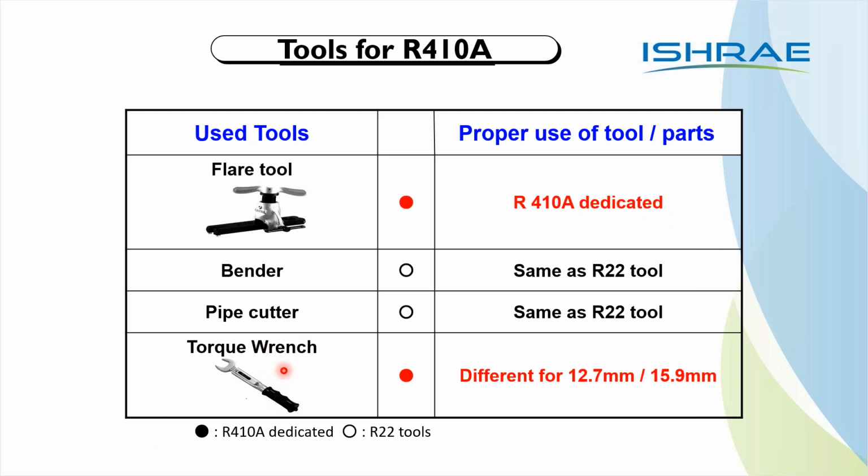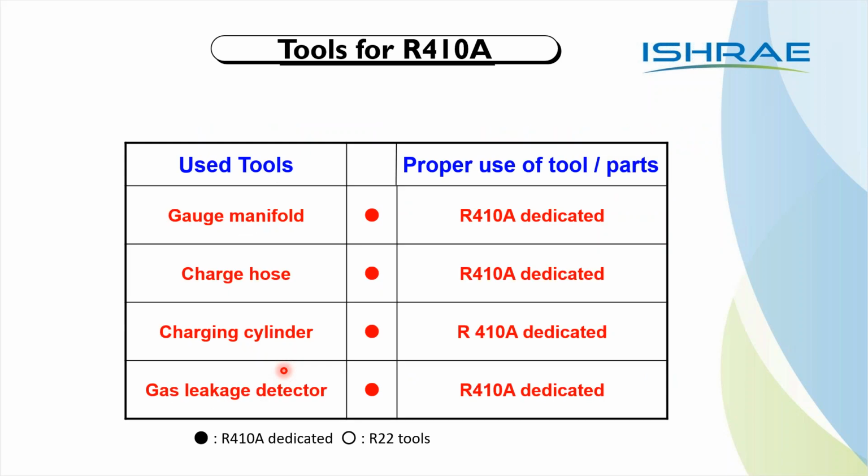Then use the torque, and the torque will again be specified in the owner's manual or the installation manual, that what is the torque you need to apply when you are tightening a suction flare nut, or when you are tightening a liquid flare nut. What is the amount of torque which you need to give for torque wrench is specified in the manual. Again, gauge manifold, it has to be a high pressure gauge manifold specific for R410A refrigerant. Charging hose, again R410A dedicated. Charging cylinder, dedicated R410A. Then leak detector, again R410A dedicated.